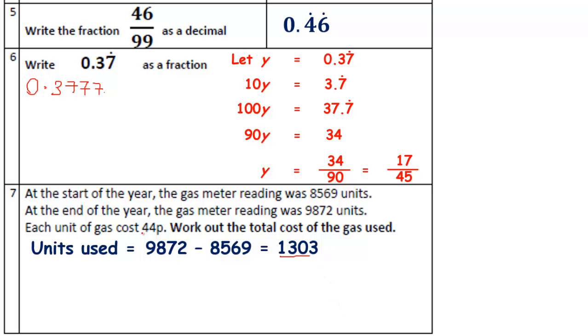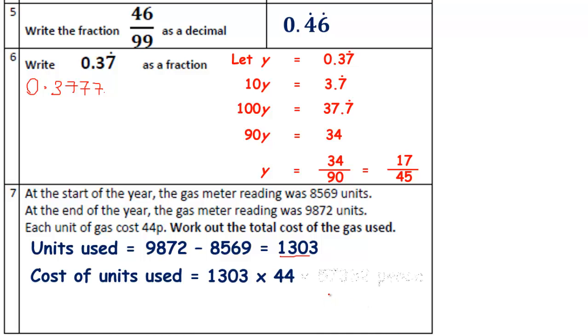Each unit used costs 44 pence, so I need to times that by 44 pence. You can use a calculator to do this, but you should be able to do this without a calculator if it's on the non-calculator paper. It's really important that you recognize that this answer is in pence, and you've got to change it into pounds, and in pounds it's going to have 2 decimal places, so it's going to be 573.32 or 573 pounds 32 pence. Make sure you understand the method and the technique for doing this, and you can do it with or without a calculator.